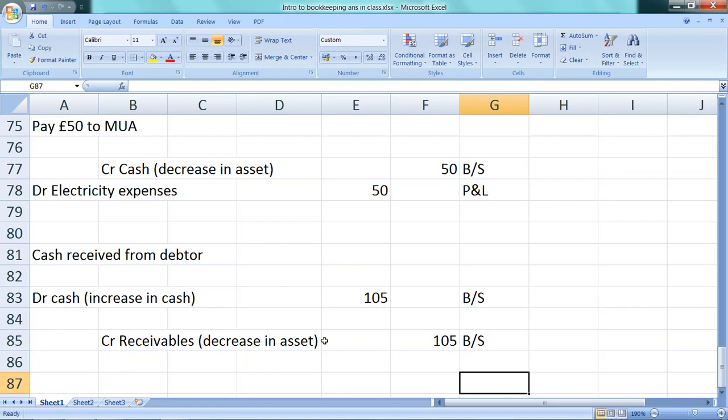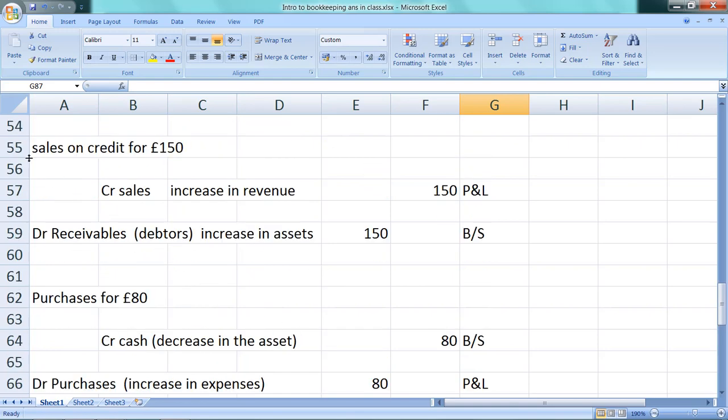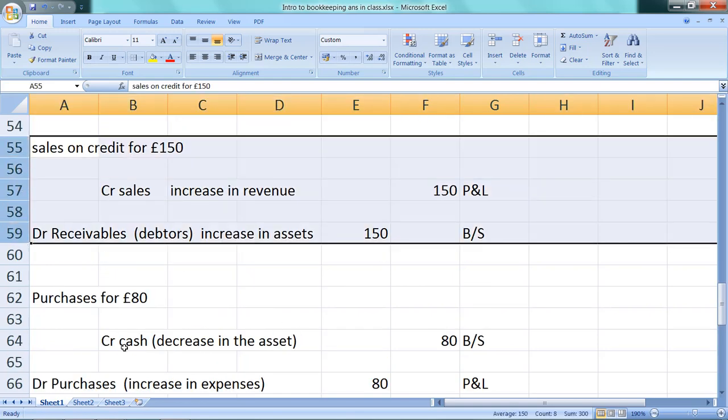Does that make sense? That means there's no impact on my profit and loss account. So when I receive money in from these people, there's no impact on the profit and loss account. When did we have the impact on the P&L? The profit and loss account was impacted when we made the sale, not when we collect the cash. And when we made our sale here for £150, that's when the profit and loss account was impacted.